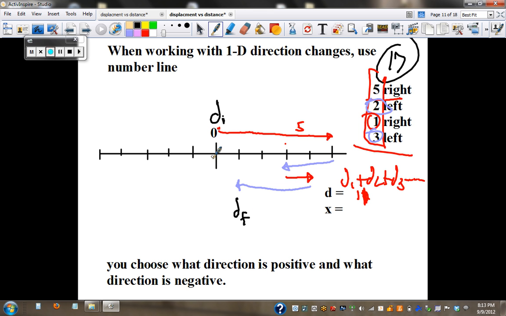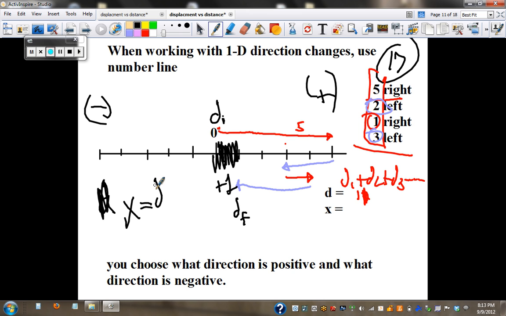And when you draw it out, it's pretty easy to see. We call that plus and minus. That the total displacement is positive 1. The difference between initial position and final position. So displacement equals d final minus d initial. Find the difference between the two. But the distance is the actual path. When you draw it out, it's pretty easy to see.